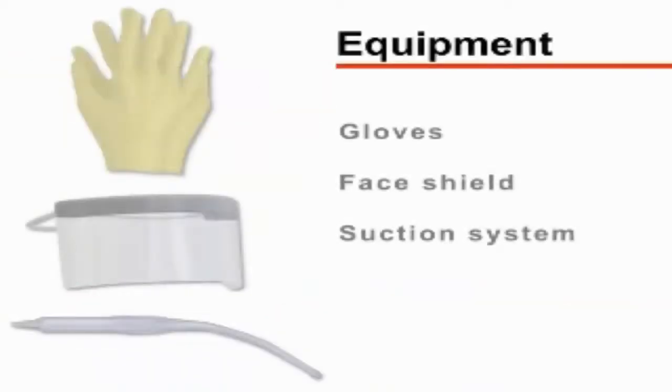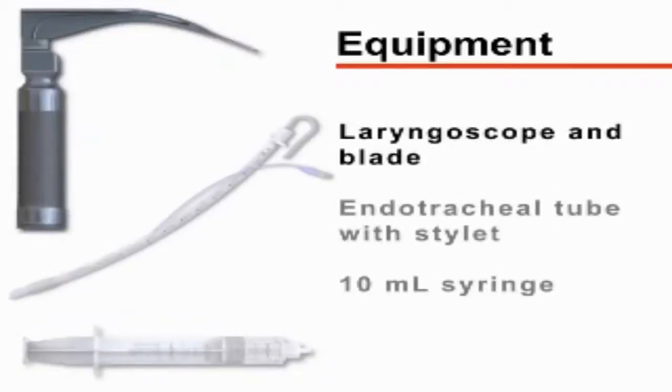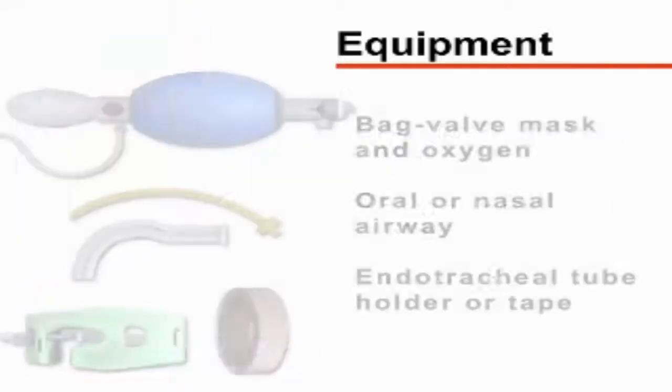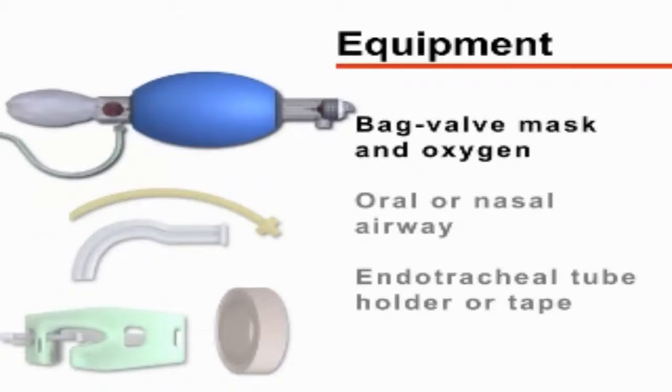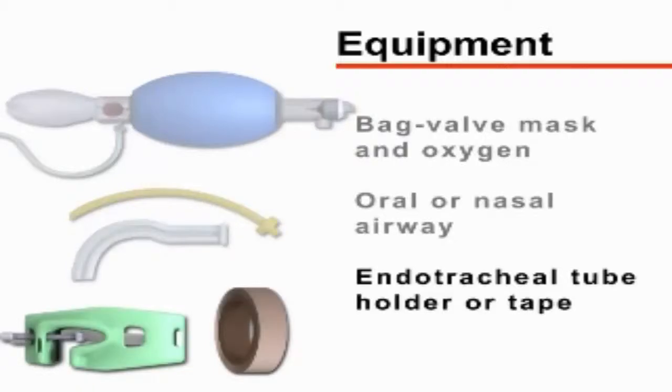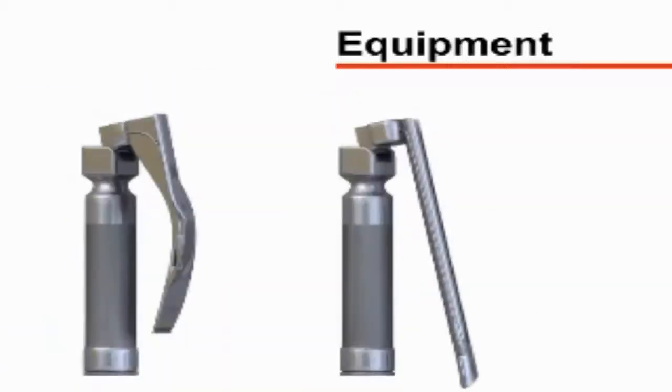Begin by gathering the required equipment. You will need gloves, a protective face shield, and a working suction system, a laryngoscope with appropriate blade, an endotracheal tube with stylet, and a 10 milliliter syringe. You will also need a bag valve mask attached to oxygen, an oral or nasal airway, and tape or an endotracheal tube holder. There are two main types of laryngoscope blades, each available in various sizes.